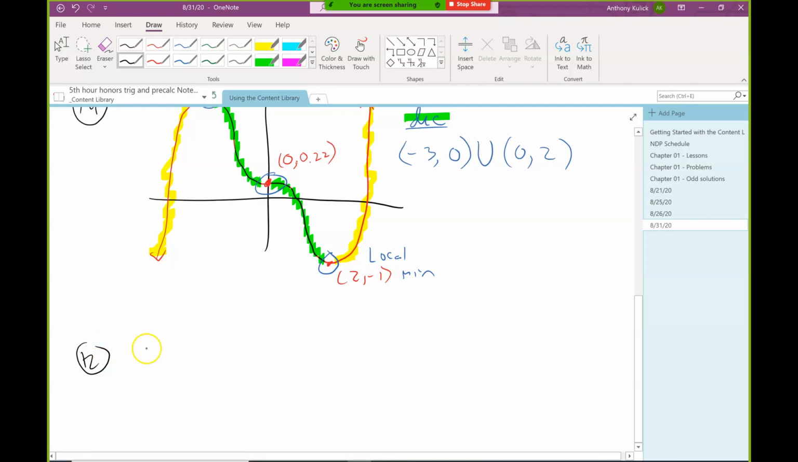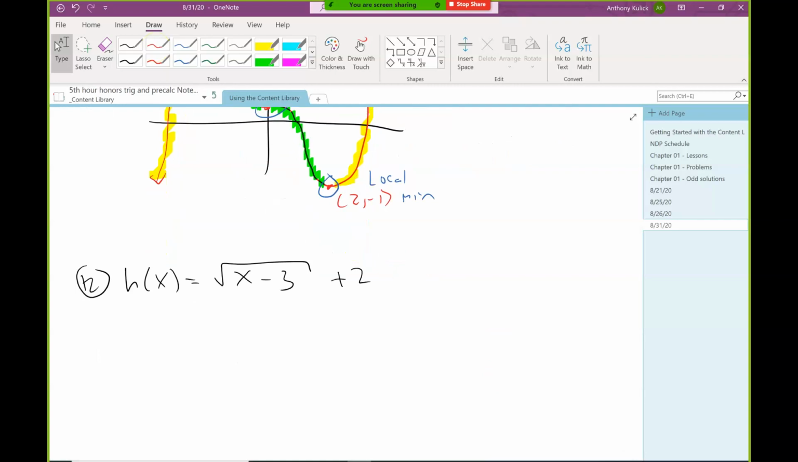So the directions on 12 say find the range for the given function and express your answer in interval notation. So it doesn't give us any direction of how they want you to find that range. So there are several different reasonable things you could have done to determine this.